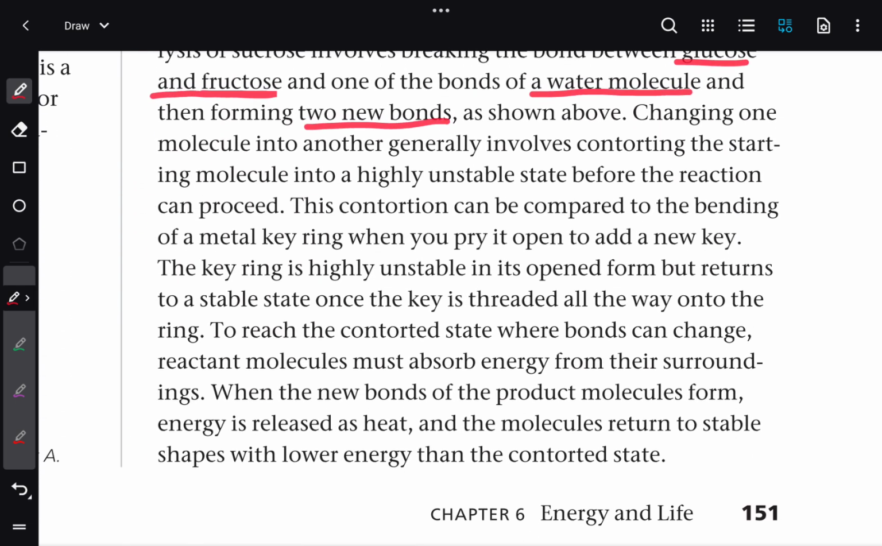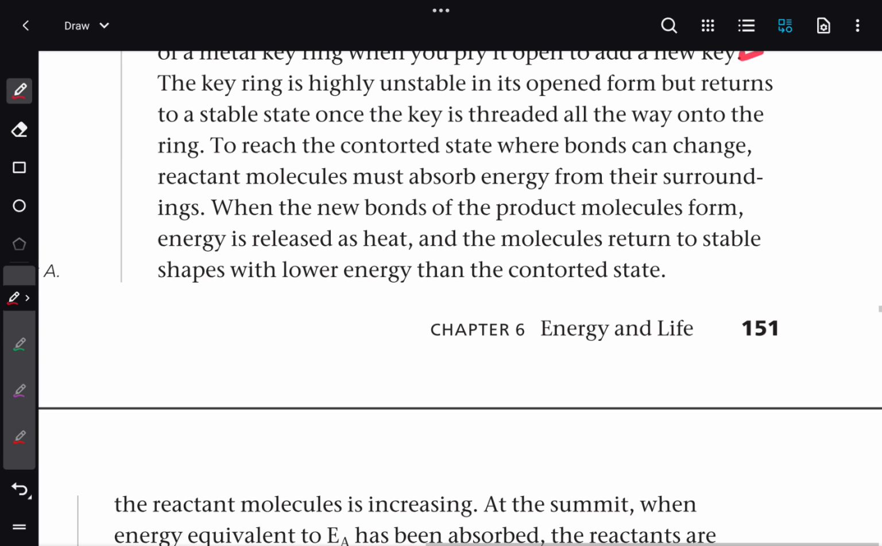Now, changing one molecule to another generally involves contorting the starting molecule into a highly unstable state. That's an important idea: decreasing the stability of a molecule makes it more reactive before the reaction can proceed. This contortion can be compared to the bending of a metal keyring when you pry it open to add a new key. The keyring is highly unstable in its opened form, but returns to a stable state once the key is threaded all the way into the ring.